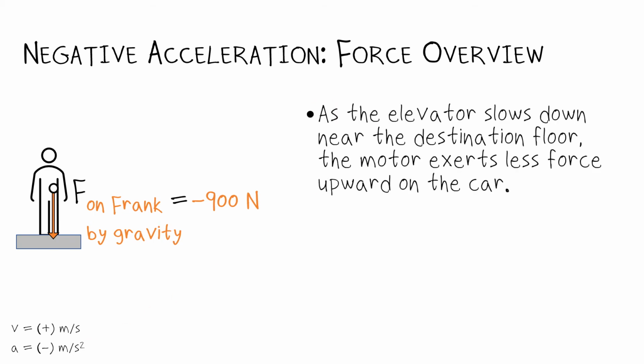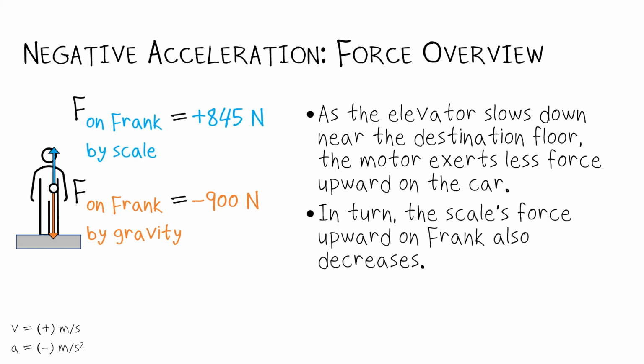Remembering that we have two forces to make that happen. Frank's weight is always acting down with negative 900 newtons. And the elevator needs to slow down the elevator car and the contents in the car. So basically, it needs to allow the downward force to win. Almost kind of a controlled fall, if you want to think about it that way.